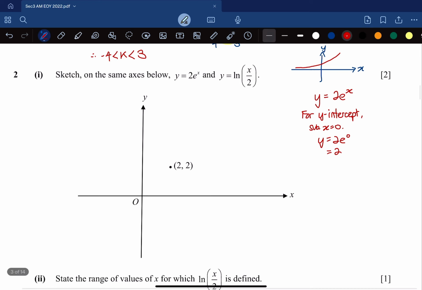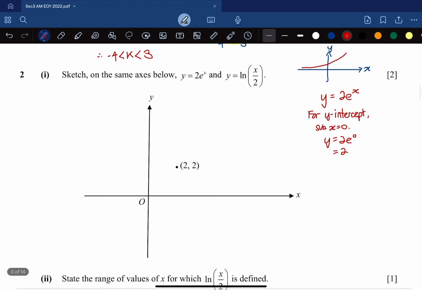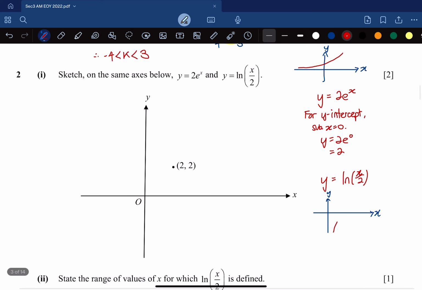And the same thing, we can do the same thing to analyze my y equals ln(x/2) function. If we recall the general shape for any ln function, if I do another simple sketch, it looks something like this. Y, x. Any ln function always looks something like this. The graph doesn't touch your y-axis, so we need to find out what is my x-intercept.